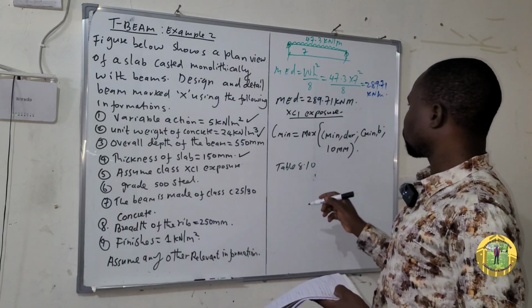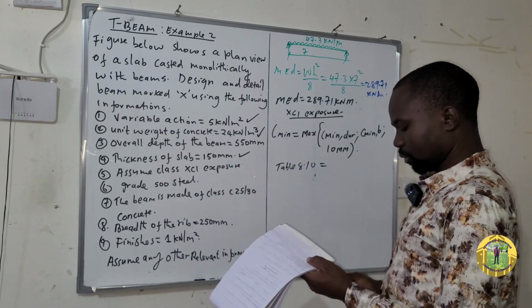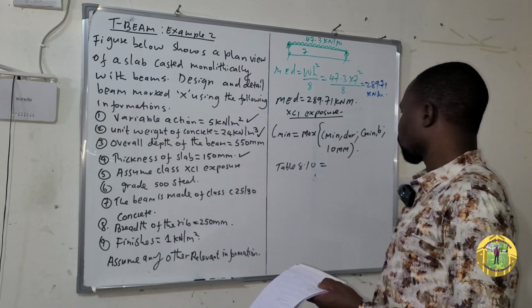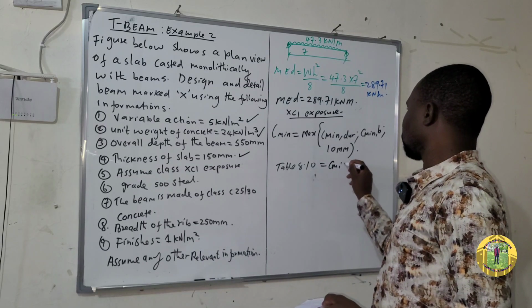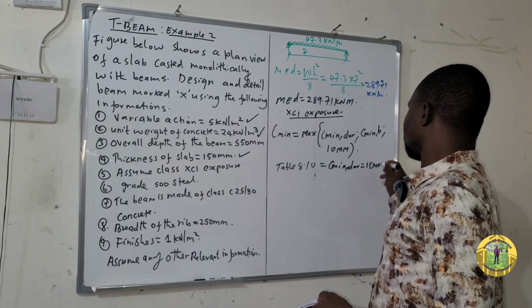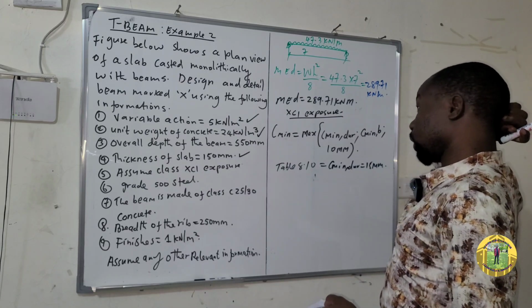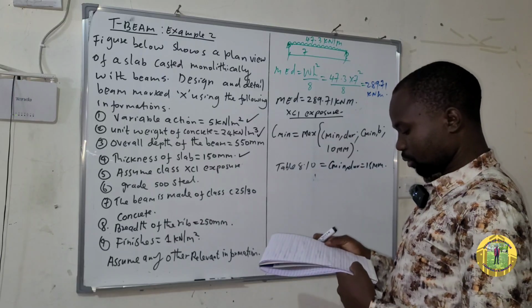8.10, and for our case C is equal to 15 millimeter. I will show you the table after this explanation.